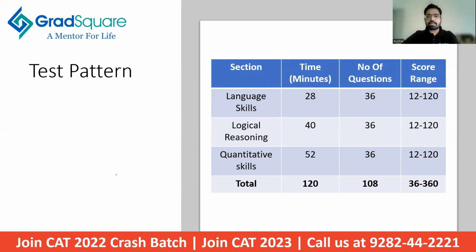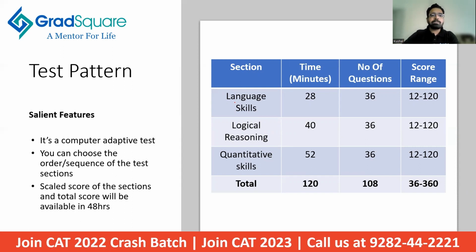Now let's go through some of the salient features of this particular paper. This paper happens to be an adaptive paper. We need to understand the meaning of an adaptive paper, and for this we have made a separate video as to what we mean by an adaptive paper and what can be a student's time management strategy when they are looking at an adaptive paper. I would attach the link of that video in the description of this video. Please go and have a look at that particular video as well.